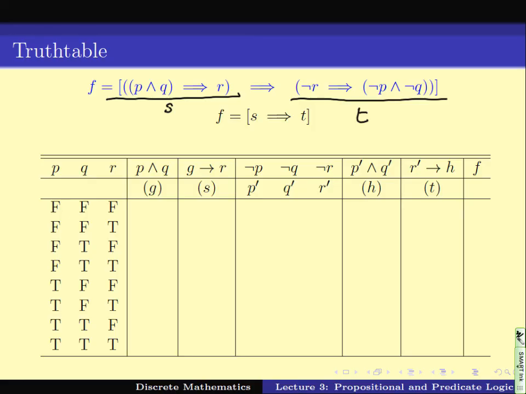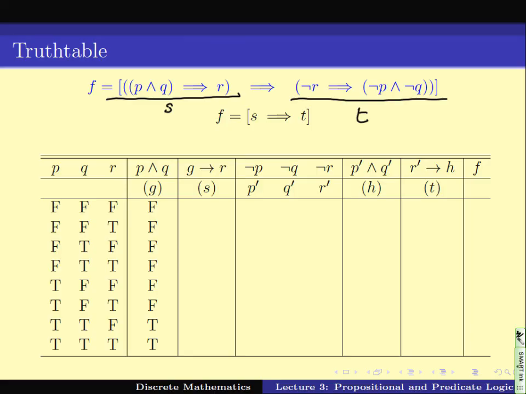So I first have to evaluate what is P and Q, and then I have to go for P and Q imply R. So here are the first few steps. P and Q follows the truth table of AND. That means if both of them are false, it is false. If one of them is false, it's also false. And only when both P and Q are true, it evaluates true.